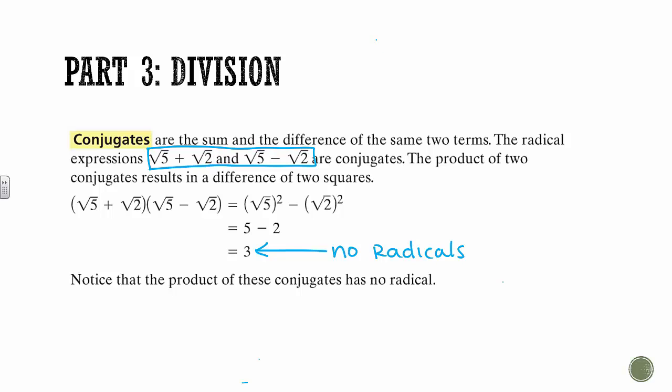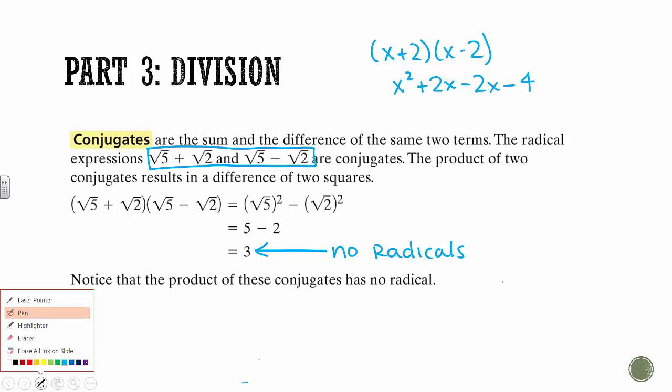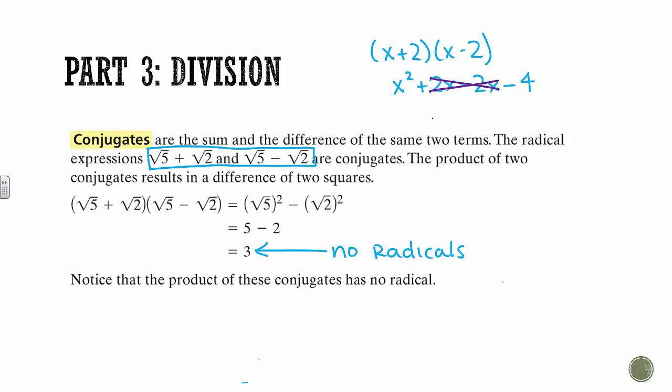And it's because, back in the day, if I had a problem like x plus 2 times x minus 2, if I double distribute this out, something special happens. Our middle terms cross off, and we are left with the difference of squares. Same thing here. These are squares with a subtraction sign in between. And remember, if you square a square root, they go away. They cross each other off.